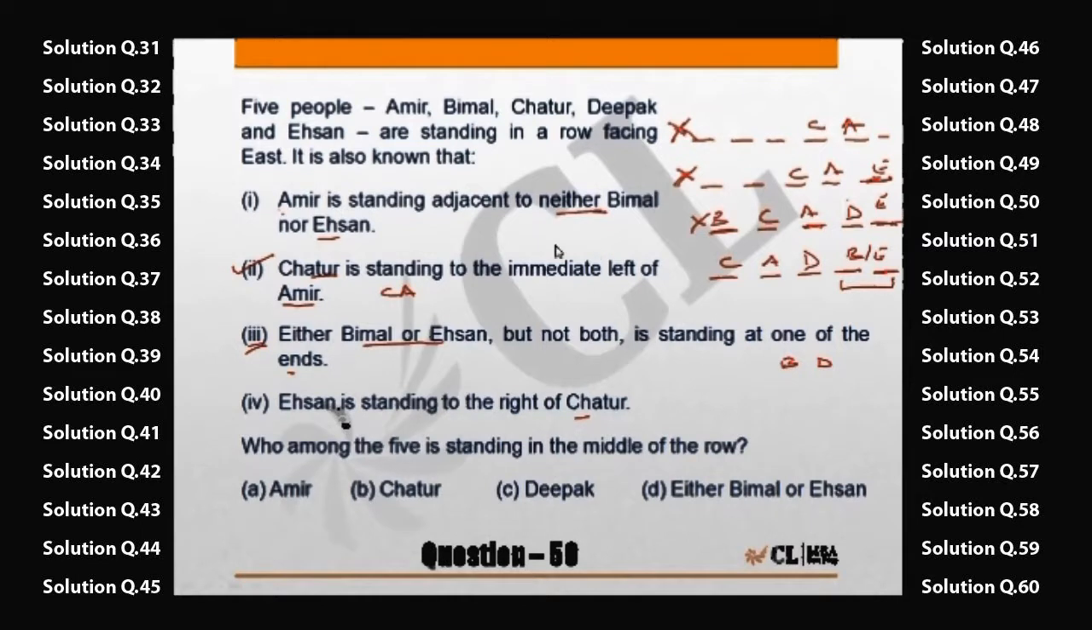Does it satisfy all the conditions? Yes. Amir is standing adjacent to neither Bimal nor Ehsan. Yes, Amir is not standing adjacent to B or E. This we have already ensured. Statement 3: either B or E but not both. So between B and E, one of them will be in the corner and the other corner is occupied by C. So this satisfies. Statement 4: Ehsan is standing to the right of Chatur. E is standing to the right of C. Yes, we have already taken care of it. So the correct answer is choice D.